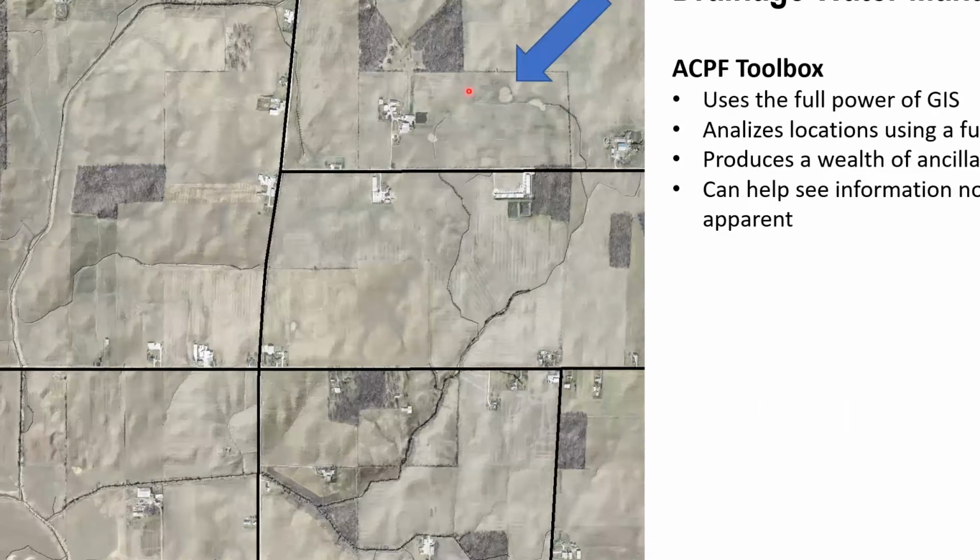Right here. Looking at it, you may not be able to tell that there's anything different from this field over here or this field down here. But because the power of GIS is used in this process, you are able to discern things that may not be readily apparent.